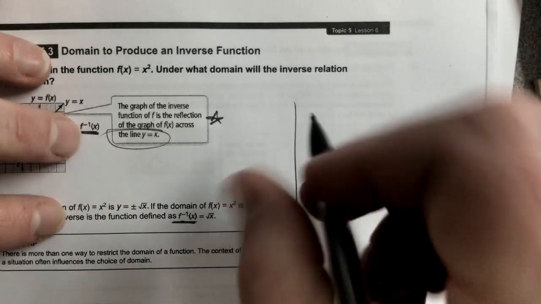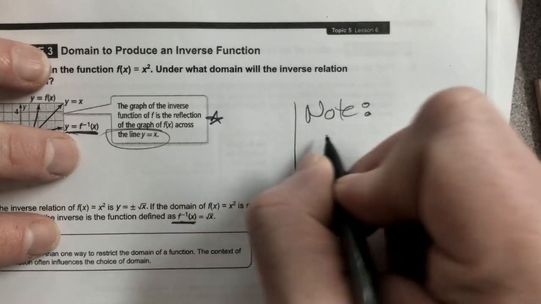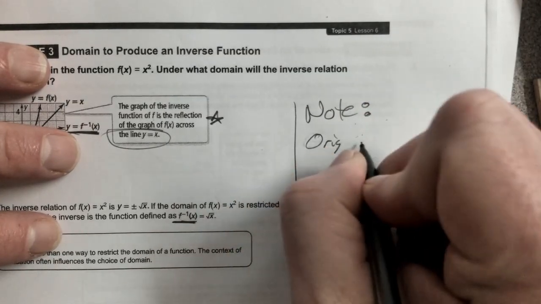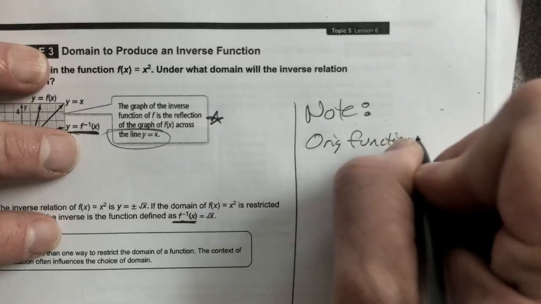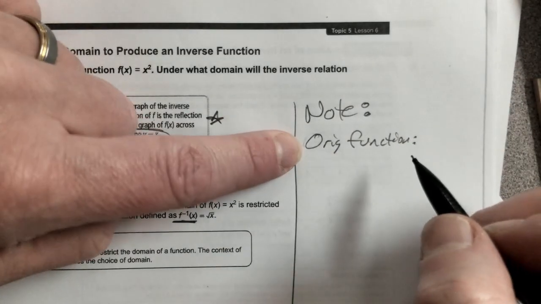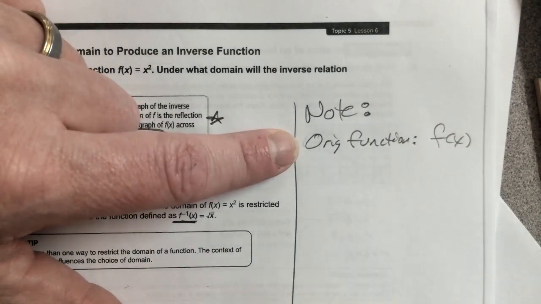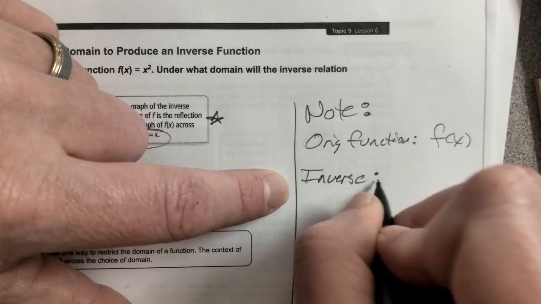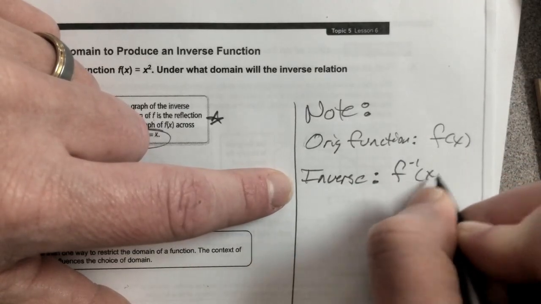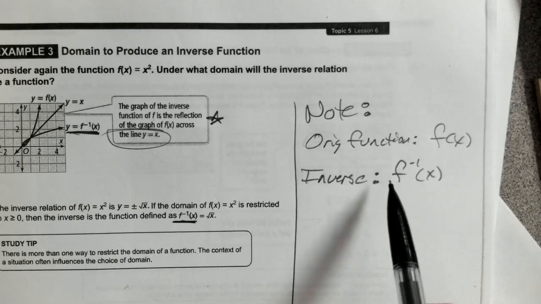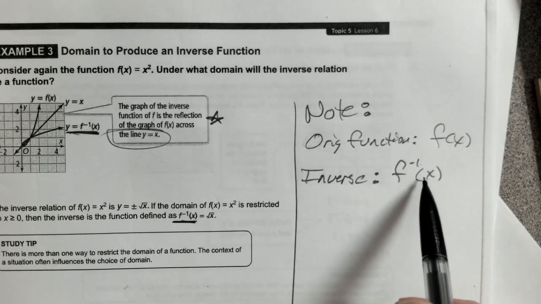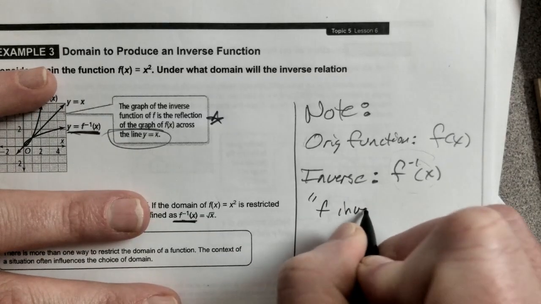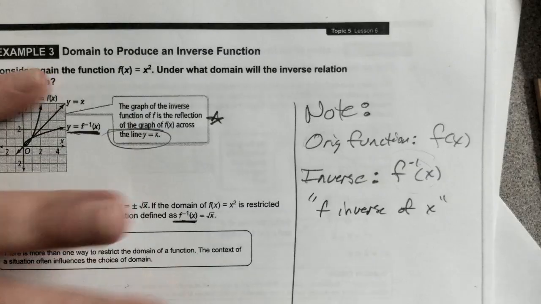So let's make a little note over here. Note. The original function, we say f of x, right? The inverse is written f inverse of x. It has a little exponent -1. So f negative 1 of x. That says f inverse of x.